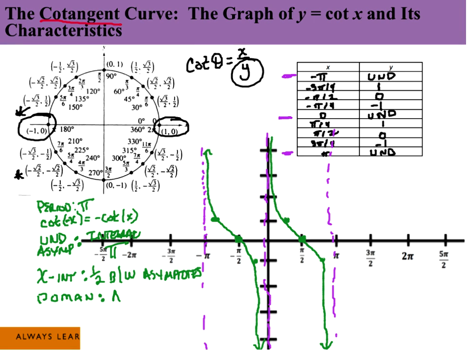And then finally our domain is all real numbers except x cannot be those integral multiples of pi. So I'm just going to put im pi for integral multiples of pi. And then our range, you can see, is negative infinity to positive infinity.